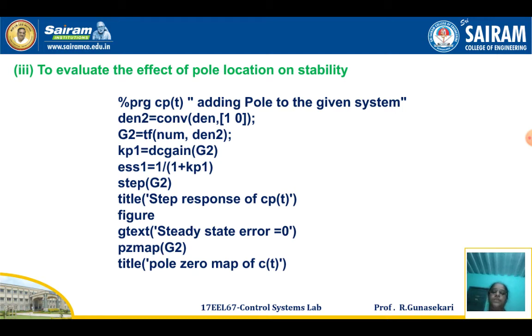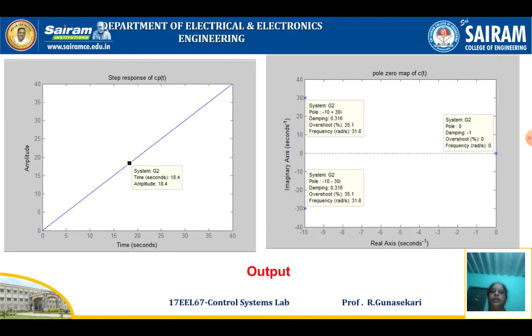I want the steady state and stability only. Now you have to run this program, and you can get the waveform like this. You can see the steady state. You can get the kick system G2. At time in seconds 18.4, the amplitude will come.